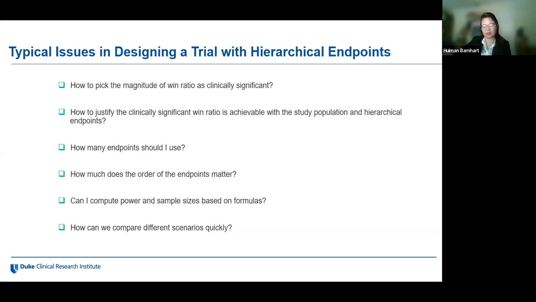So in the typical design of a trial with hierarchical endpoints, how do you pick the magnitude of the win ratio? Suppose you're using the win ratio, how do you justify it? How many endpoints should I use? How much does the order matter? How do I compute the power and sample size? How can I compare different scenarios quickly? Those are issues we're really facing. So it's not so easy to do.